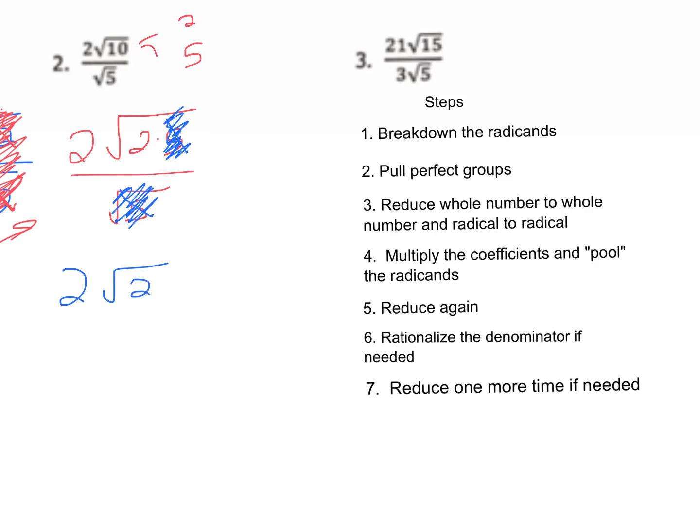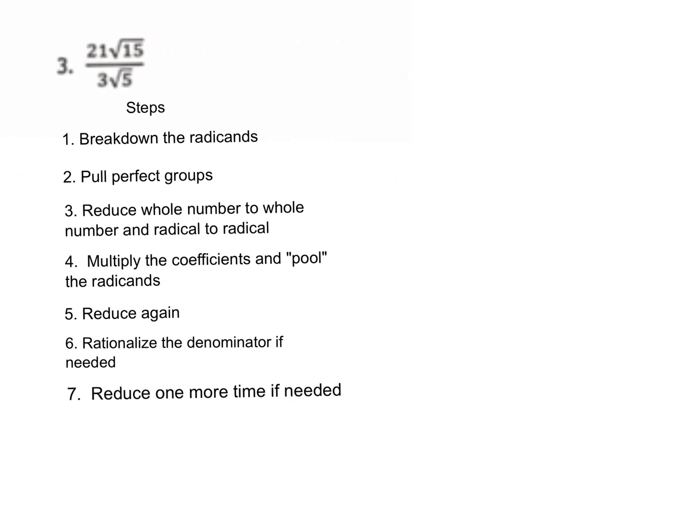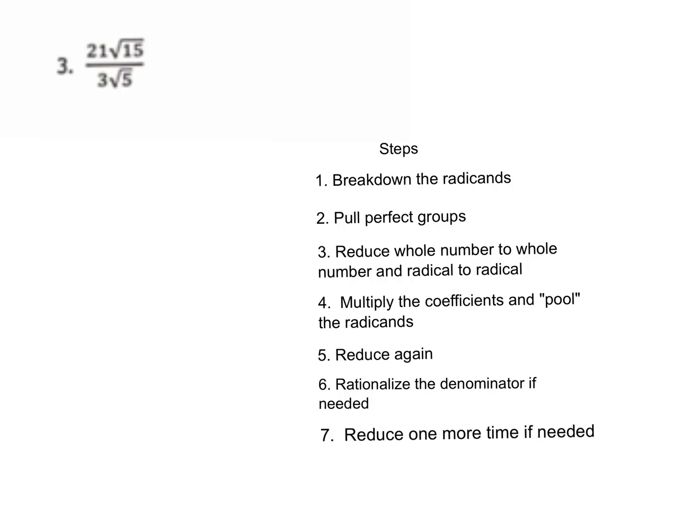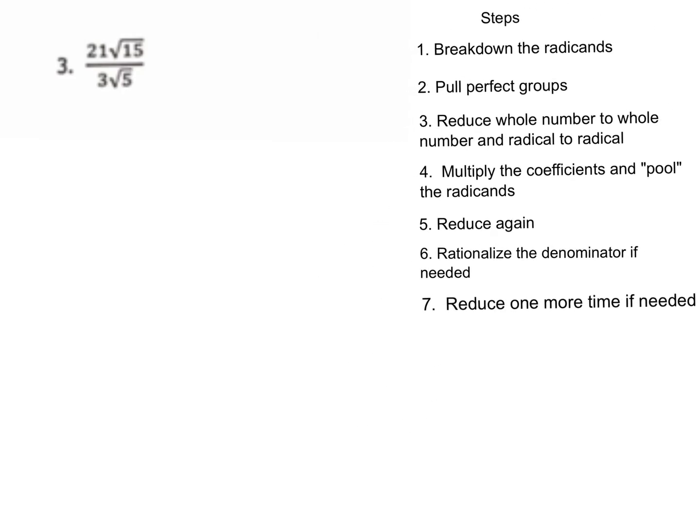Now, multiply the coefficients and pool. Well, we don't have that here. Reduce, you can't. Rationalize the denominator. Well, there is no denominator. And reduce if needed one more time. No need to. So there it is. Okay. Alright, so let's scooch over to the last one. And let me move my steps. There we go. Alright, here we go.